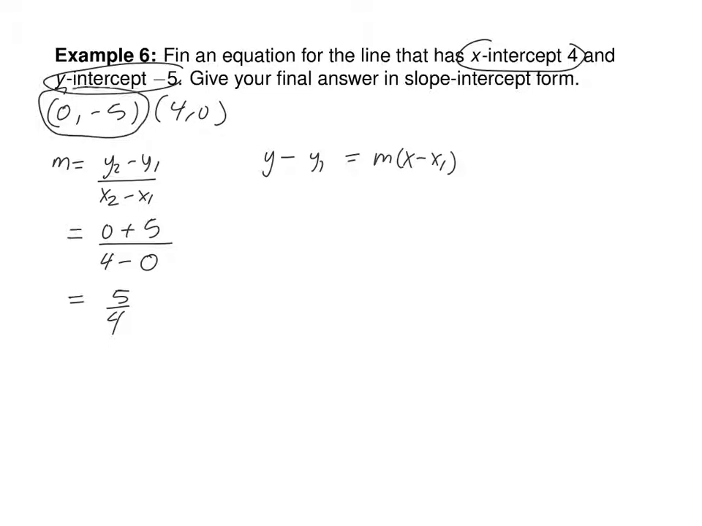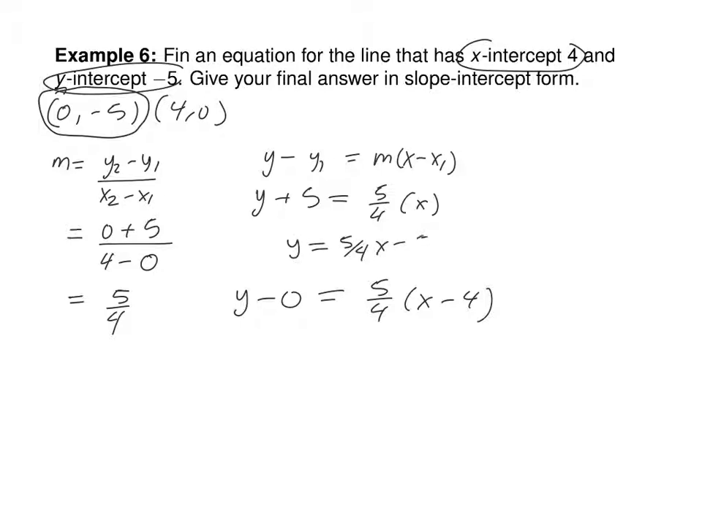I actually think this one is. Let me show you why. It becomes y plus 5 equals 5/4 just times x, because it'd be x minus 0. Versus, although the other one's not really bad either, y minus 0 equals 5/4 times x minus 4. Same thing, right? The first one that I wrote will give you y equals 5/4 x minus 5. And the second one, you have to do 5/4 times 4, which is not so bad. What is 5/4 times 4? 5. So either one's okay.